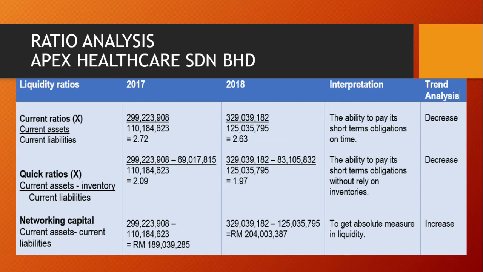Next, the calculation of Apex Healthcare Berhad. Firstly, liquidity ratios show a decrease in current ratio and quick ratio, which means a lower ability to pay its short-term obligations. But net working capital is increased from 2017 to 2018. It is an absolute measure of liquidity.